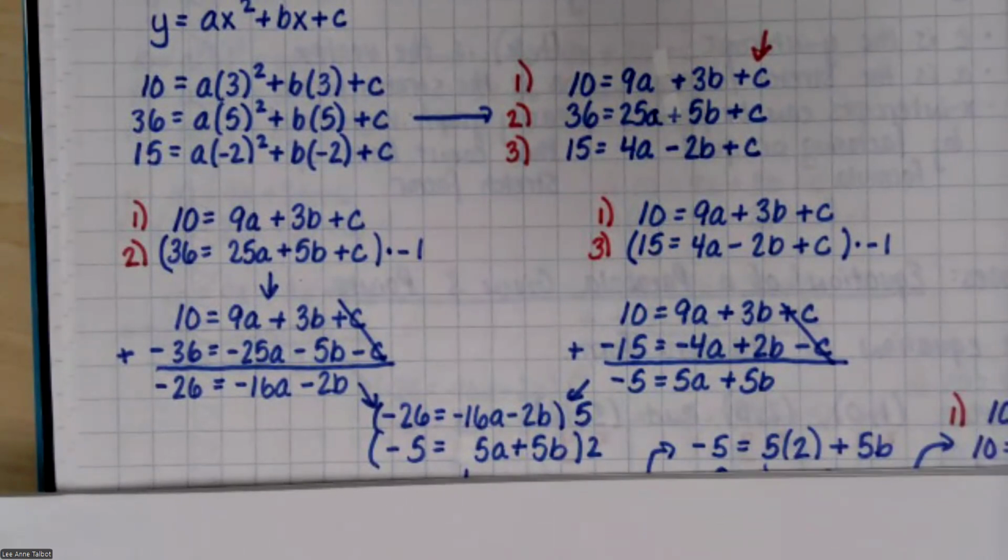And then I multiply by 5 on the top and 2 on the bottom. Did you guys, most of you do 5 on the top and 2 on the bottom? For elimination? By what?